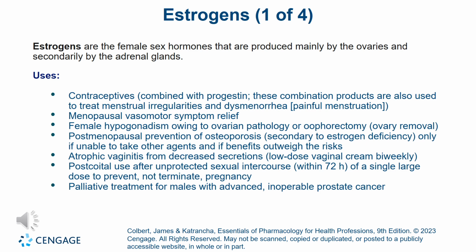Postmenopausal prevention of osteoporosis, secondary to estrogen deficiency, only if unable to take other agents and if benefits outweigh the risk. Atrophic vaginitis from decreased secretions, low-dose vaginal cream biweekly. Postcoital use after unprotected sexual intercourse within 72 hours of a single large dose to prevent, not terminate pregnancy. And palliative treatment for males with advanced inoperable prostate cancer.